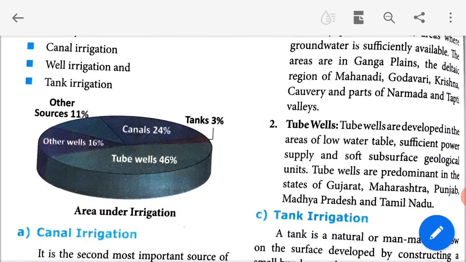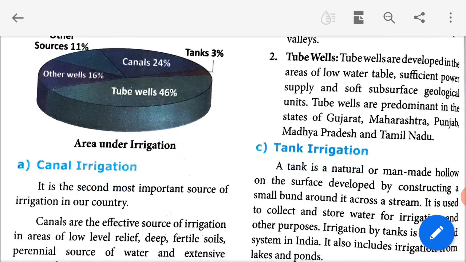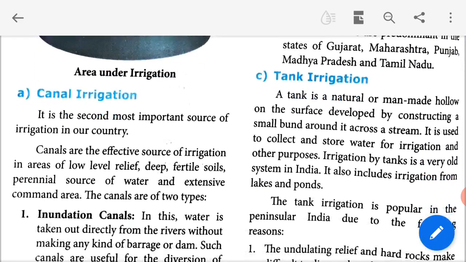Tube wells. Tube wells are developed in the areas of low water table. So, when areas get very little rainfall, tube wells are used. Sufficient power supply and soft subsurface geological units are needed. Tube wells are predominant, meaning they are mostly found, in the states of Gujarat, Maharashtra, Punjab, Madhya Pradesh and even in Tamil Nadu.